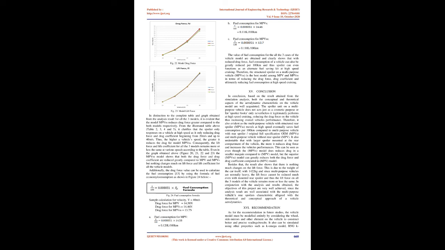In distinction to the complete table and graph obtained from the analysis result for all the three models, it is evident that the model MPVSS reduces drag force greater compared to both models respectively. From the illustrated tables above, tables 2, 3, 4, and 5, it clarifies that the spoiler only responds on a vehicle at high speed. It only reduces drag force and drag coefficient beginning from 20 m/s and up to 40 m/s. Thus, the higher a vehicle's speed, the greater it reduces the drag for model MPVSS. Consequently, the lift force and lift coefficient for all the three models remain more or less the same at various speeds according to the table.